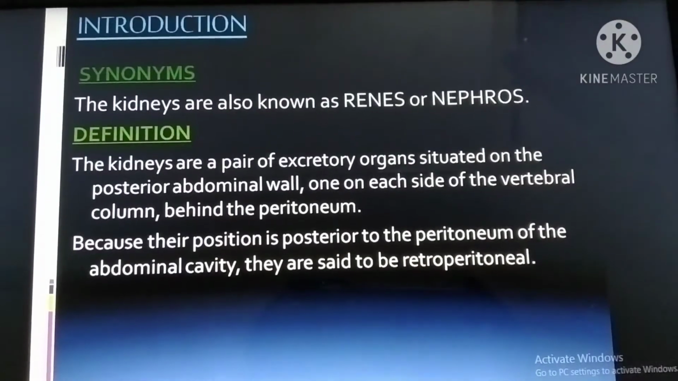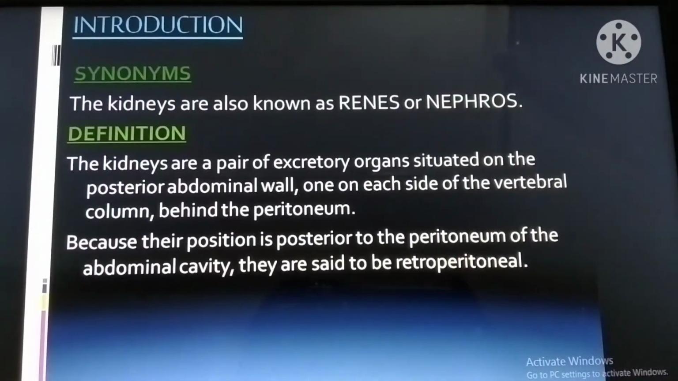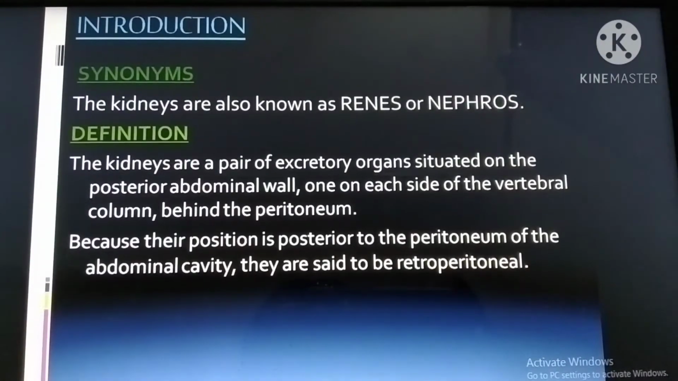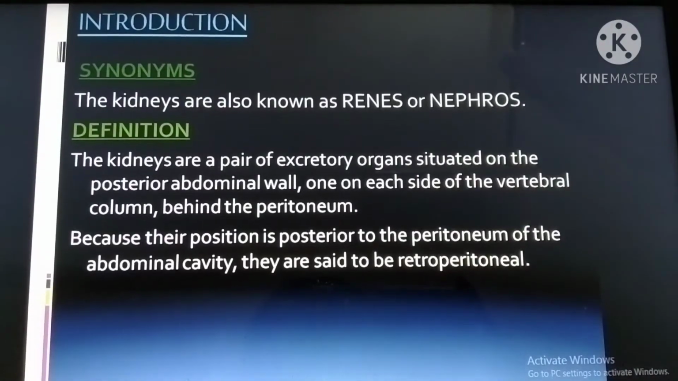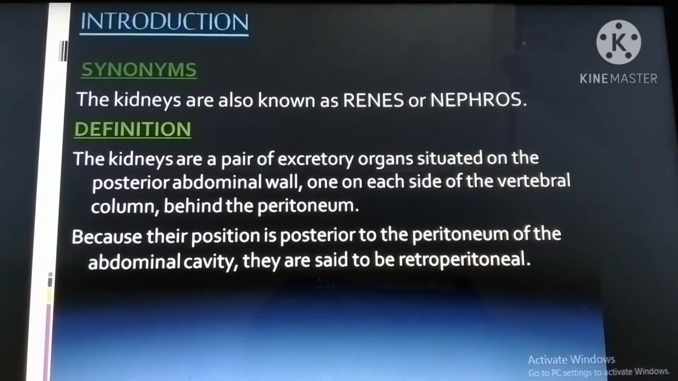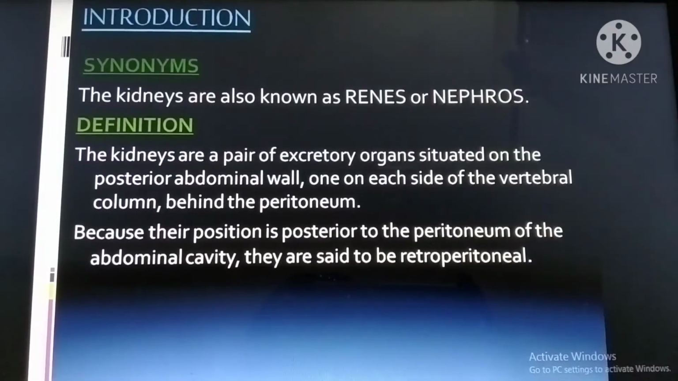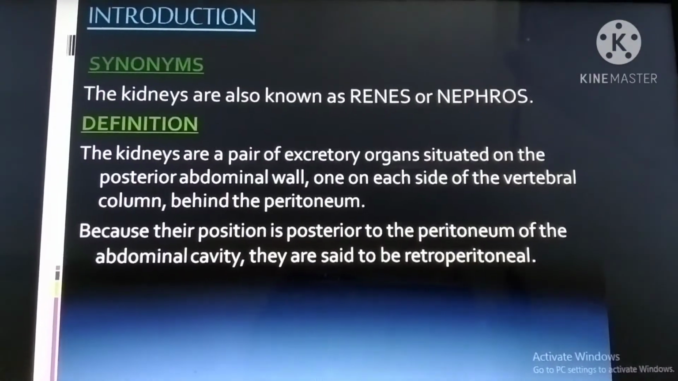Introduction: the kidneys are also known as renals or nephrons. The kidneys are a pair of excretory organs situated on the posterior abdominal wall, one on each side of the vertebral column behind the peritoneum, so it is called a retroperitoneal organ.